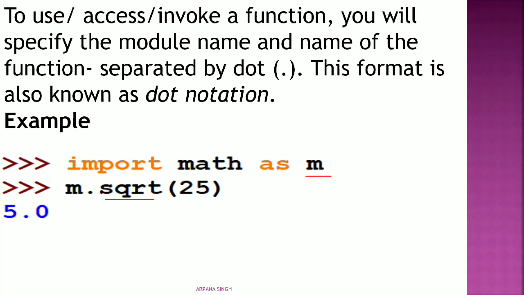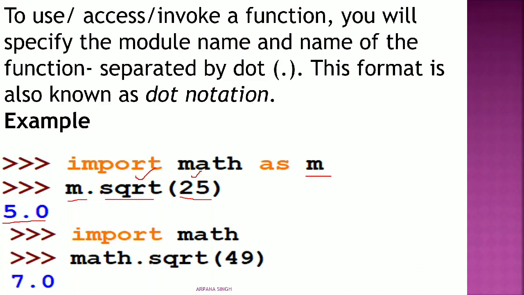So to use this sqrt, you can write m.sqrt, and 25 is the value that is required by the sqrt function. So the square root of this value will be calculated. Square root of 25 is 5, so 5.0 will be returned. You can find the square root of any number by writing the number within round brackets.